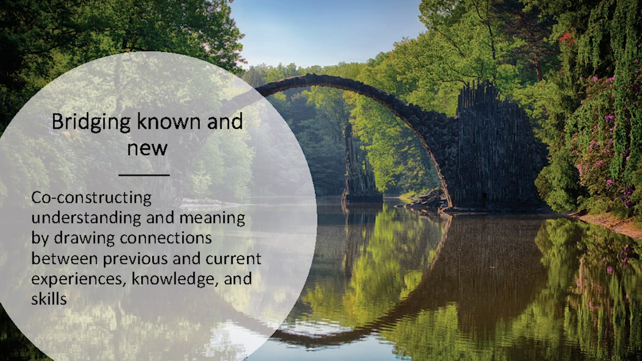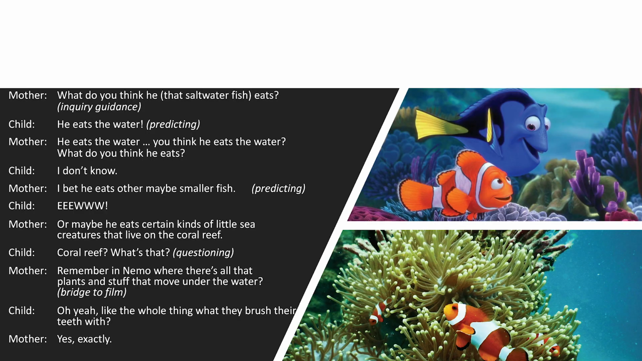Another social process is bridging, where you draw a connection between something that you already know and something that is new. I'm going to give you an example here. So this is an interaction between a mother and her child. They are playing a game where they're matching animals to the habitat. So she's asking some questions here.